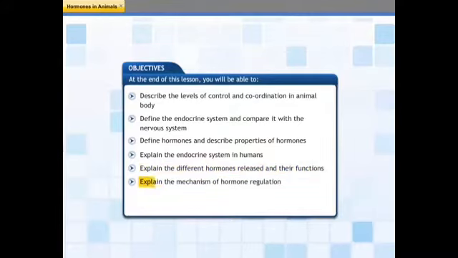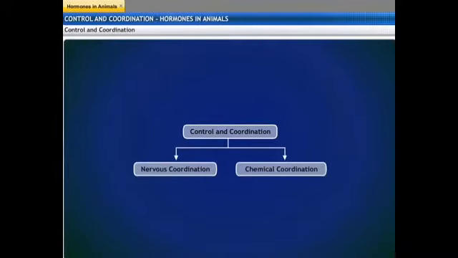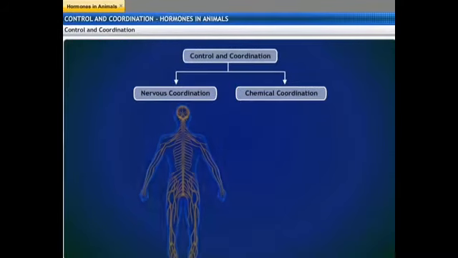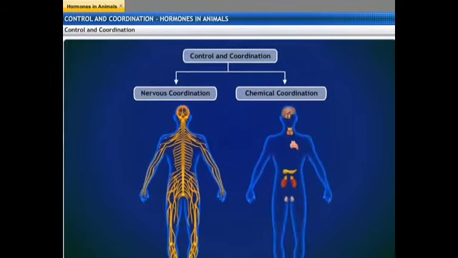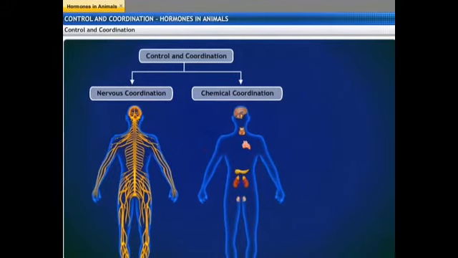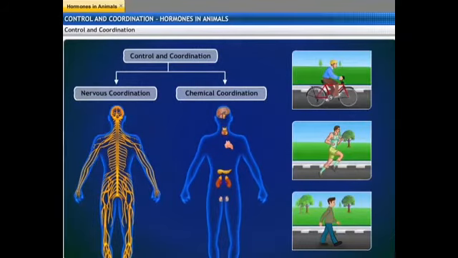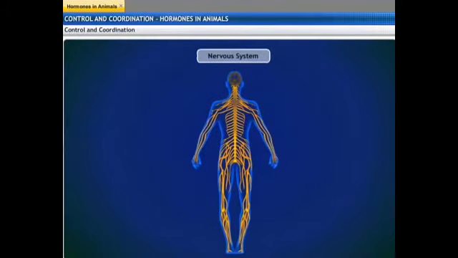Now what are these hormones? These hormones are chemical substances, that is chemical messengers, which regulate the entire body from time to time. The control and coordination of the entire body is mainly done by nervous coordination and by chemical coordination. In nervous coordination, the nervous system has a role to play. In chemical coordination, there are certain chemicals, and by the union of these two systems, the body works in a well coordinated manner.